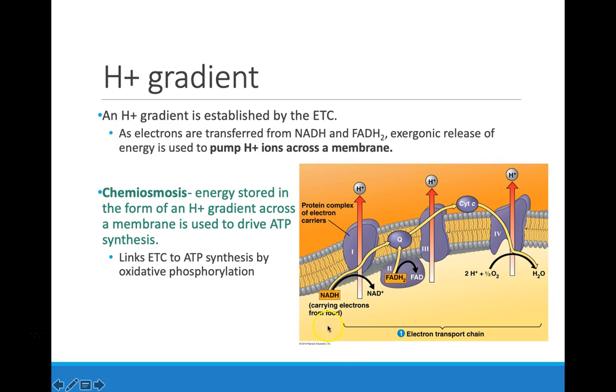So as NADH drops off its electrons, some of that energy is used to pump hydrogen across. Electrons continue to be transferred. FADH2 transfers electrons, so we have more electrons moving through this transport chain and pumping their hydrogen ions across. Remember, ultimately our oxygen acquires those electrons and water is produced.